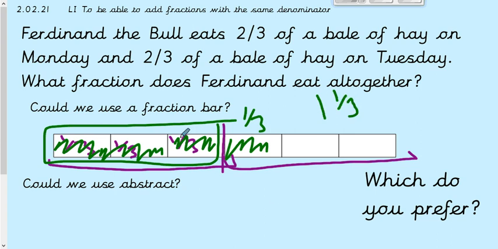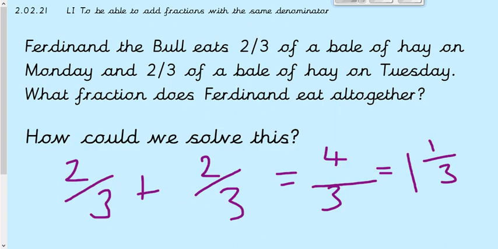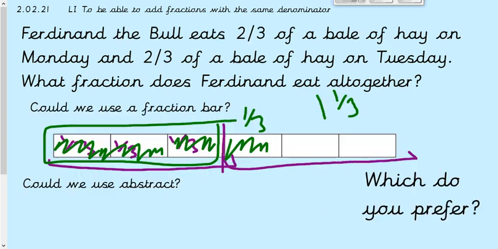Okay, so that's how you could use a fraction bar. It just might be easier for you if you're able to see it, as opposed to the abstract method, which is what I just showed you here, where you just add them. But you can use whichever one. It's up to you which one you prefer, as long as you get the right answer. I'm not too concerned, really.